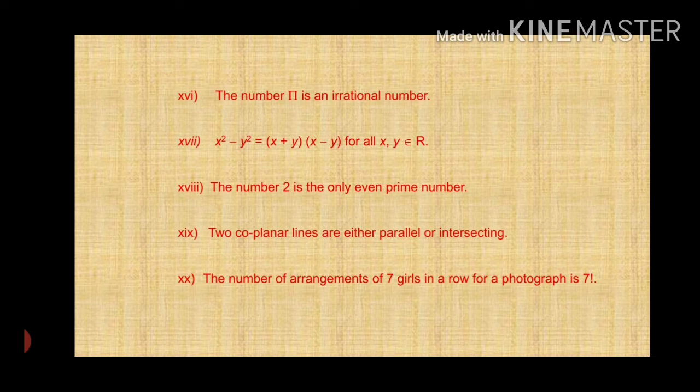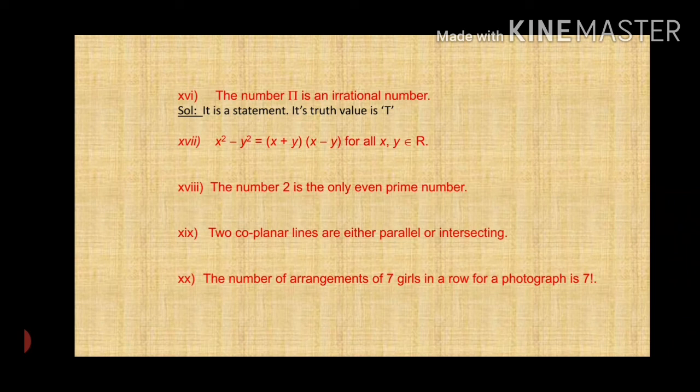The number pi, this is the pi sign. The number pi is an irrational number. Yes, you have seen that pi is 22 upon 7, and when you divide 22 by 7, the division goes on and on. It is a non-terminating number. So we call it an irrational number. So it is a statement and its truth value is T.